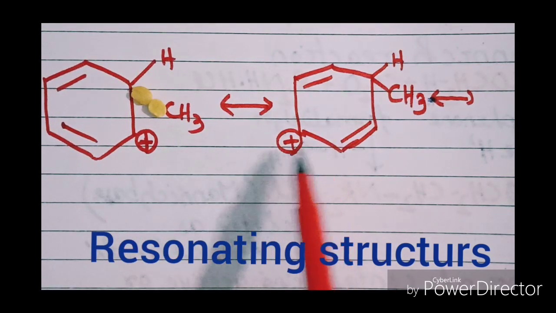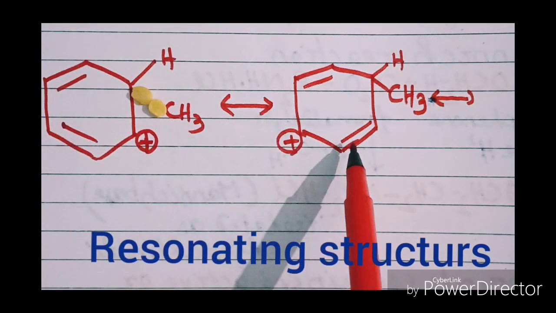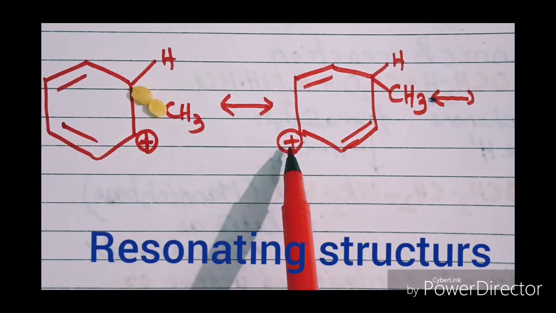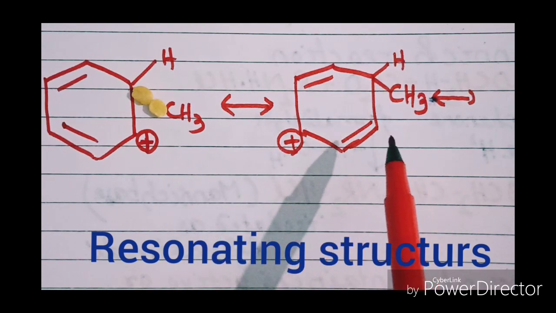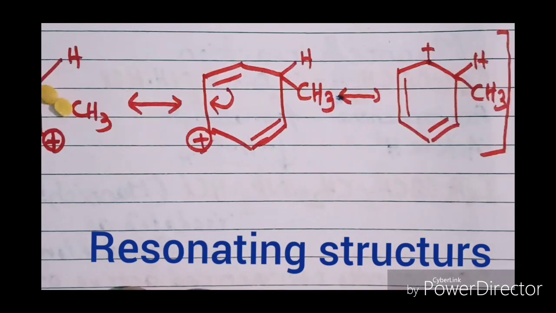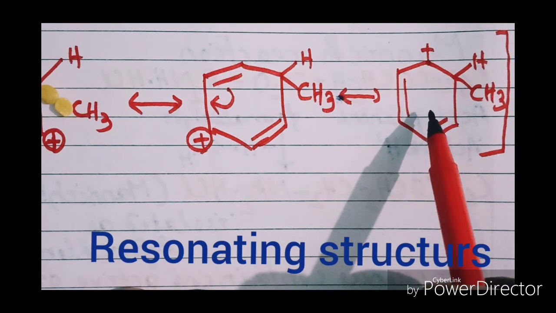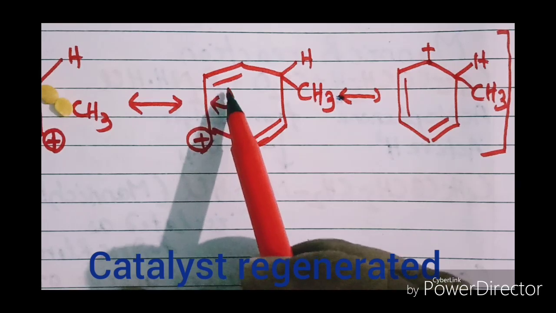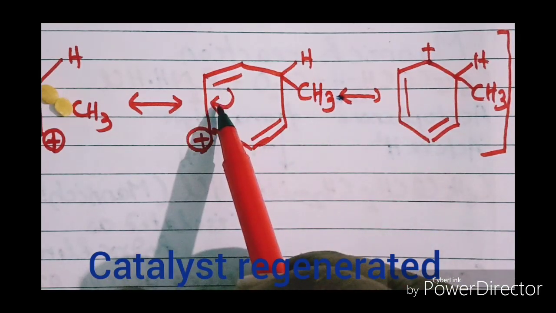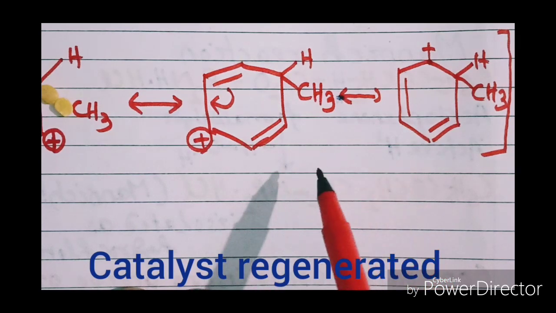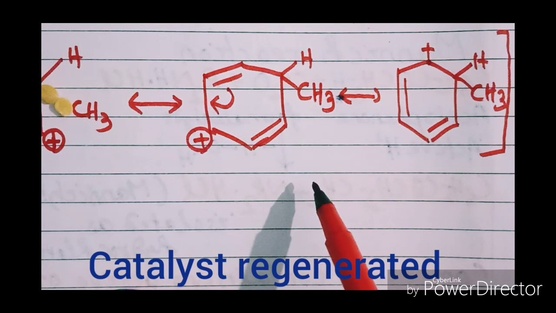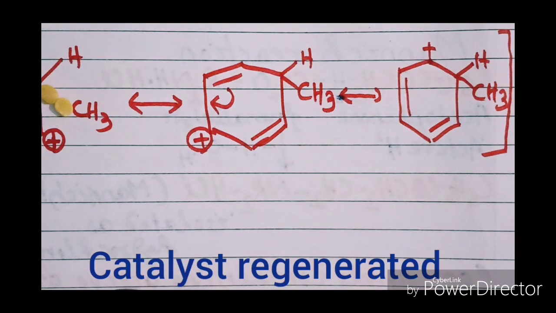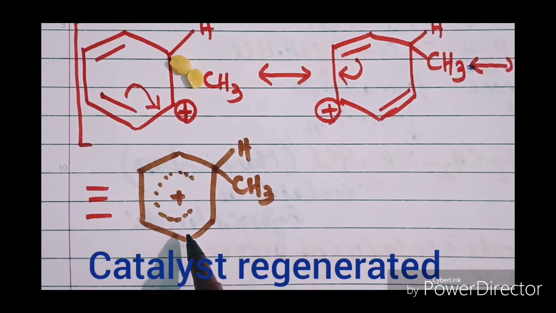You see, in the next resonating structure, this double bond is shifted to this side and this carbon gained positive charge. Similarly, the third resonating structure can also be drawn. You see, the third resonating structure is drawn over here, and this double bond shifted to this side. There are 3 resonating structures for this carbocation. Let us draw the resonance hybrid of these resonating structures. This is the resonance hybrid.